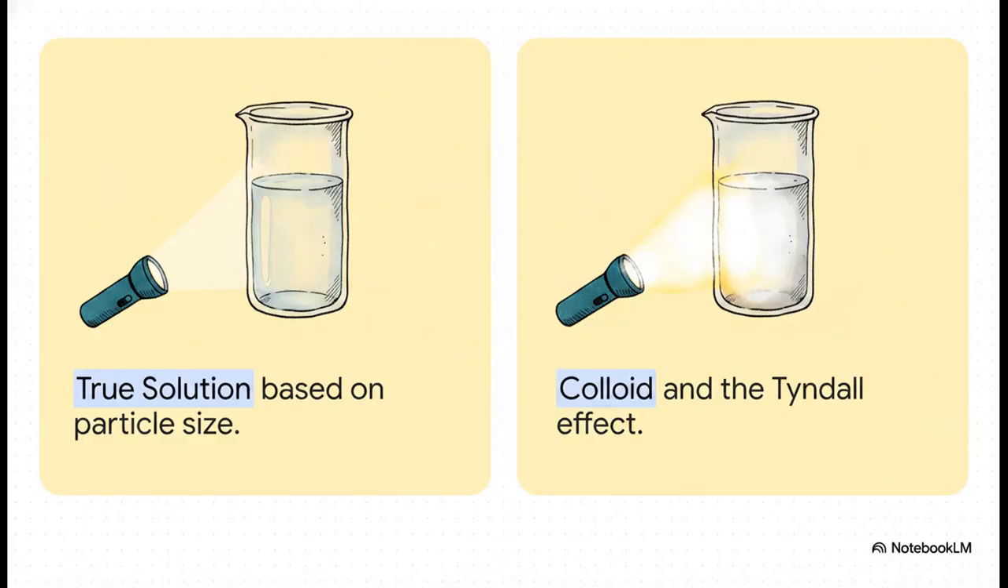Now, the source pushes this concept further by asking us to differentiate between a true solution and a colloid. Notice how it all really comes down to particle size. In a true solution, like salt water, the particles are so incredibly tiny that light passes right through. But in a colloid, think of milk or fog, the particles are just large enough to scatter a beam of light as it passes through. And that beautiful scattering of light, where you can actually see the beam itself, is called the Tyndall effect.